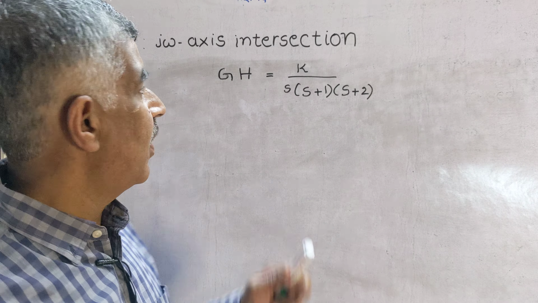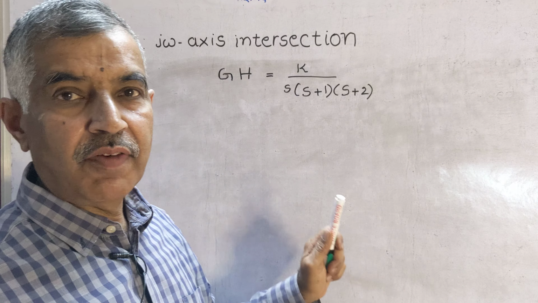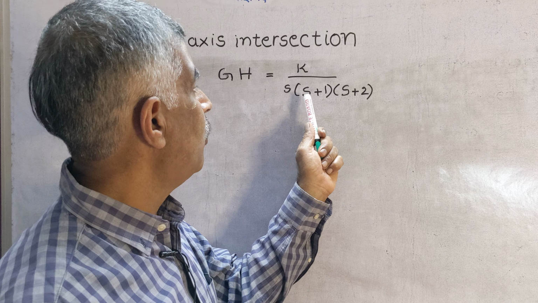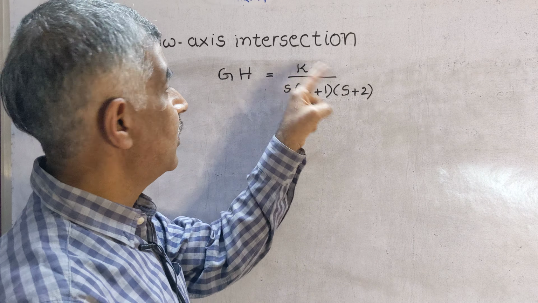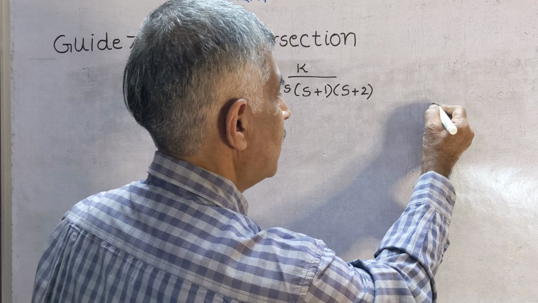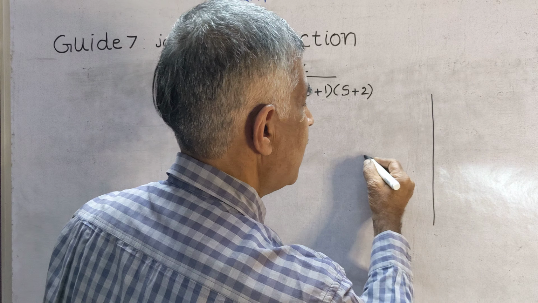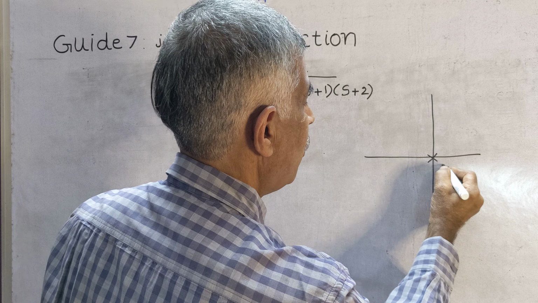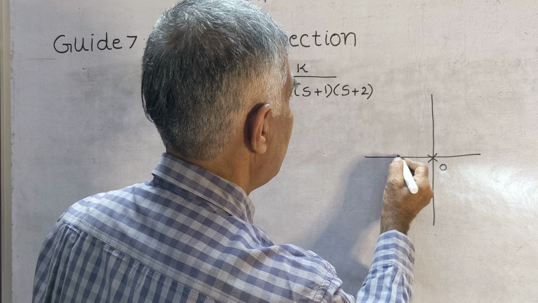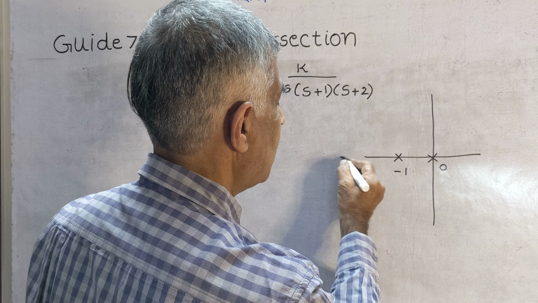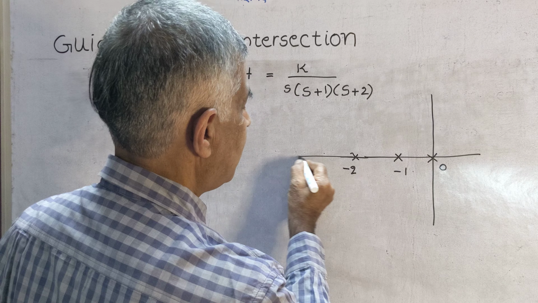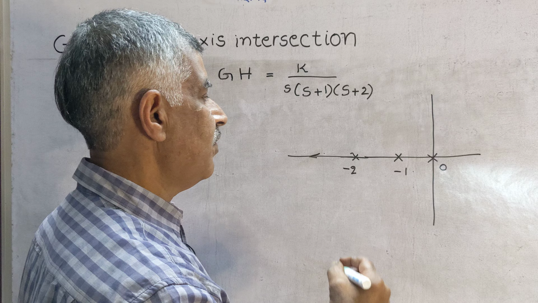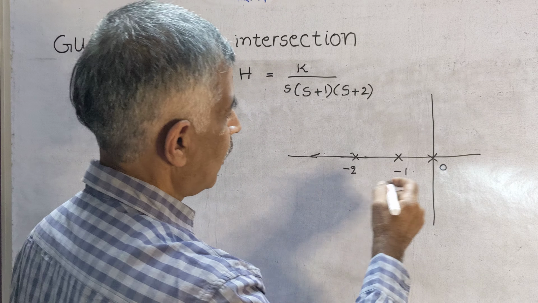Now next example, G(s)H(s) equals k over s into (s plus 1) into (s plus 2). So we are already familiar with the root locus of this example. The root locus has a pole at s equal to 0, a pole at s equal to minus 1, and a pole at s equal to minus 2. And this is the root locus.